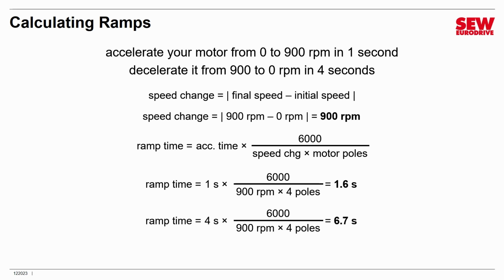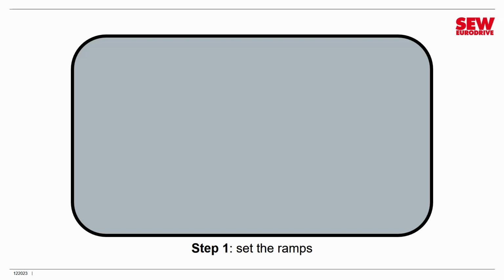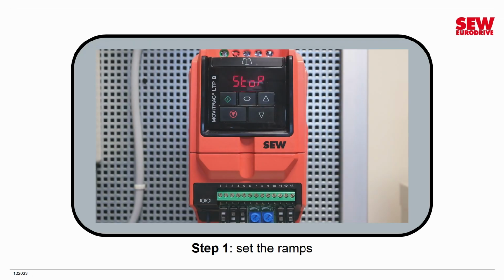That is what we have to put into parameter 1-03 and 1-04. And if we do that speed change, we should get a 1 second acceleration and a 4 seconds deceleration. All right, so now we need to go into our VFD and set the ramps.